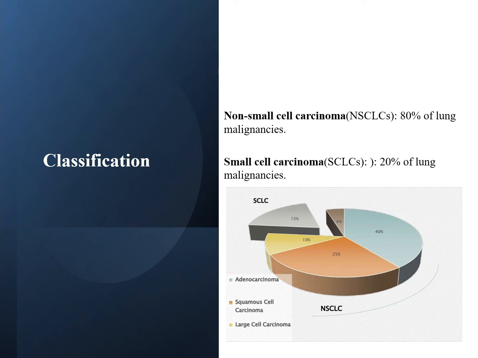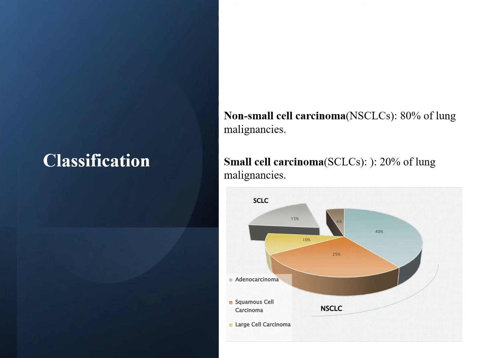How can lung cancer be classified? It is generally subclassified into two types. Non-small cell carcinoma, which accounts for about 80% of lung malignancies. These types of tumors are less often metastatic. They are less responsive to chemotherapy, curable by surgery if they are limited only to the lung.